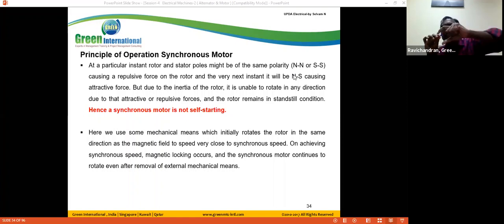Now the rotating magnetic field rotates. That means this field winding also rotates in the direction of that magnetic field, the stator magnetic field. So in this way, the synchronous motor runs at the synchronous speed. So simple, I just draw it here.